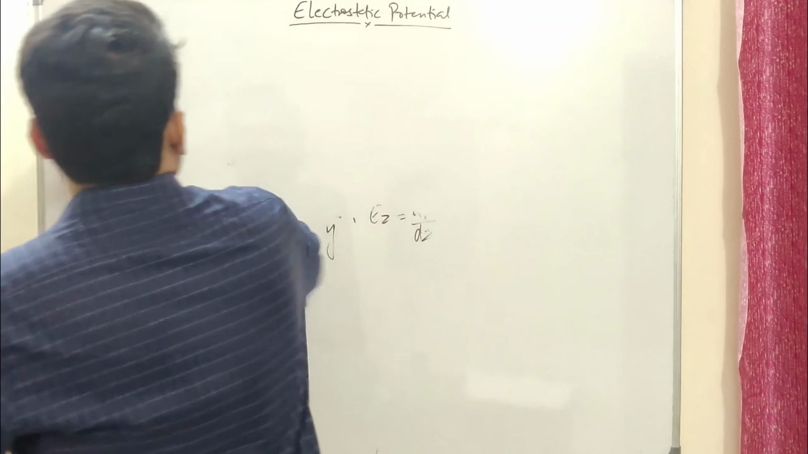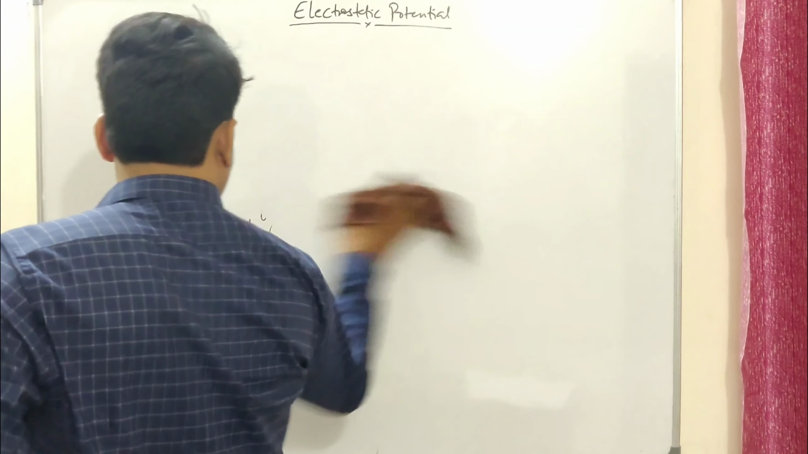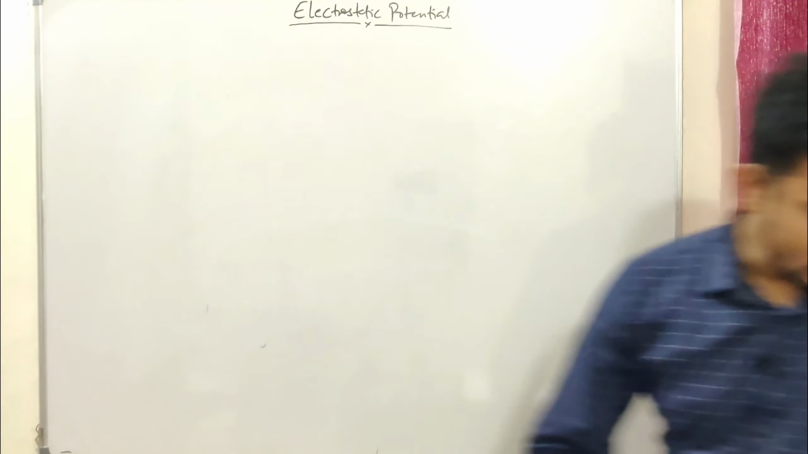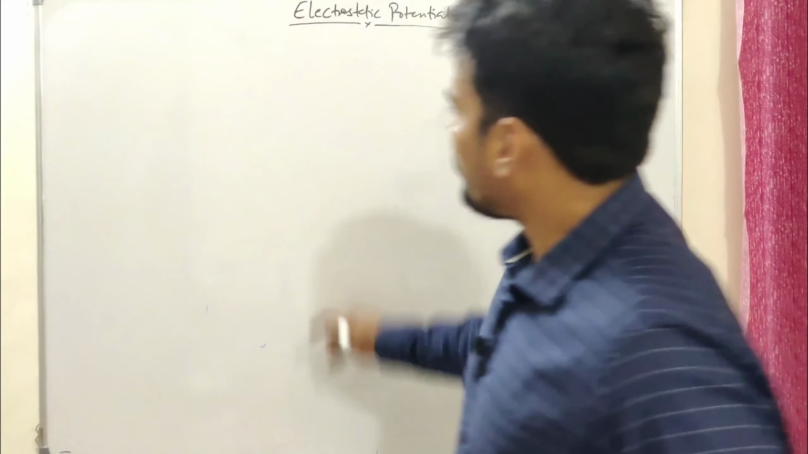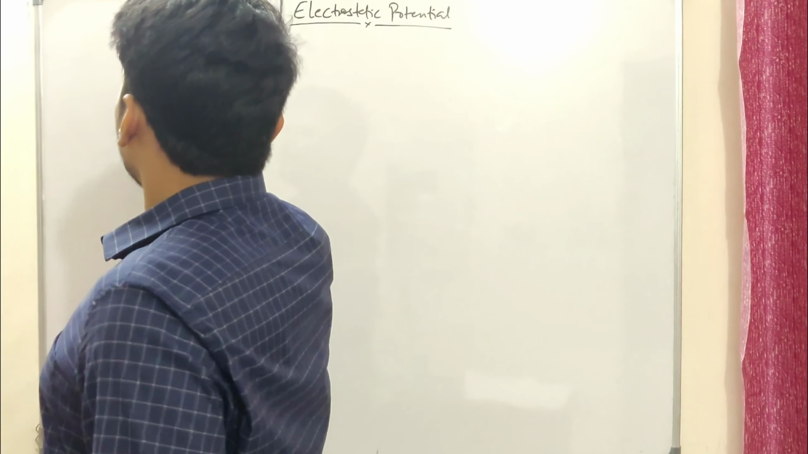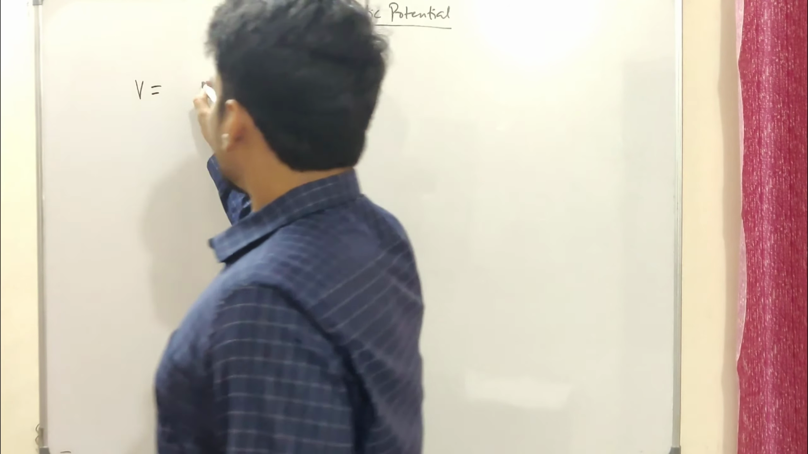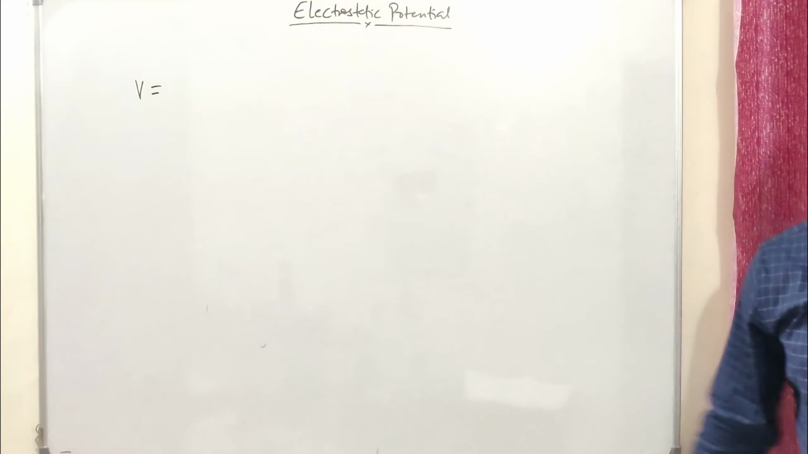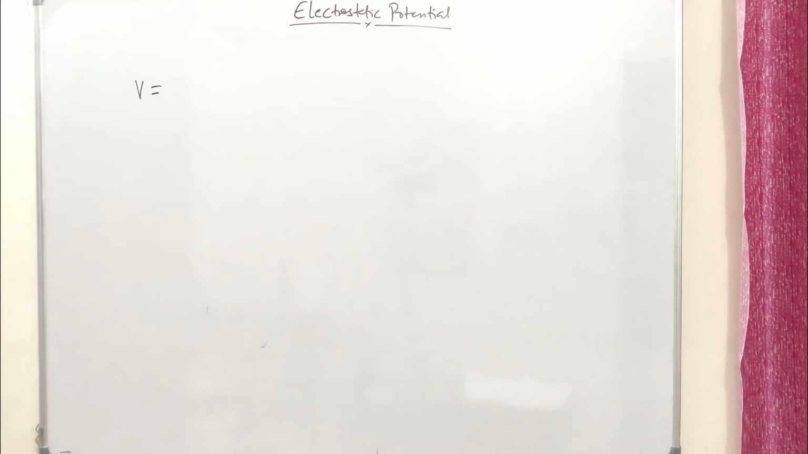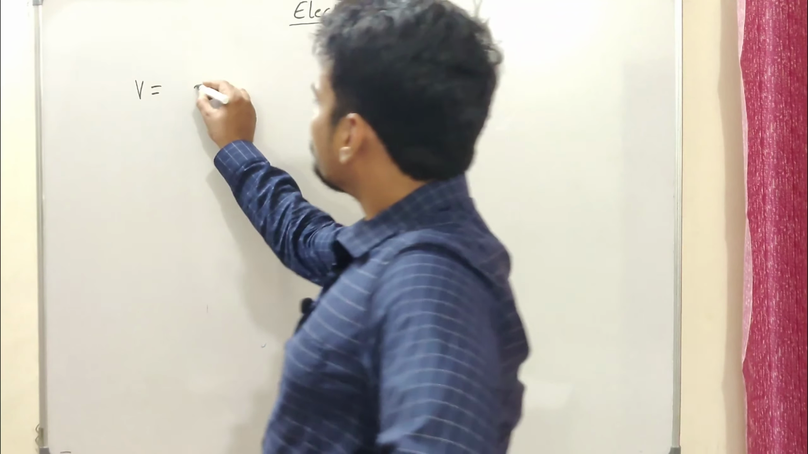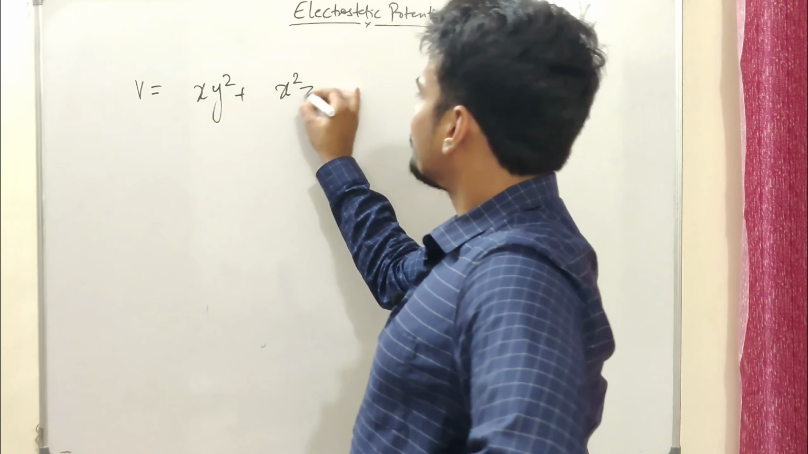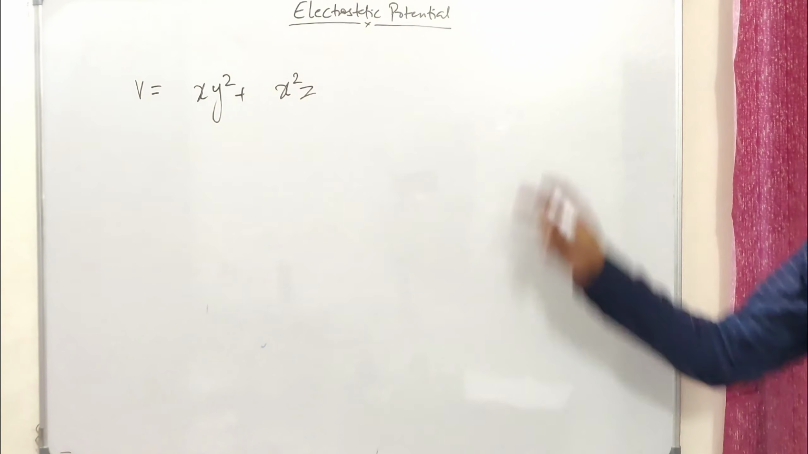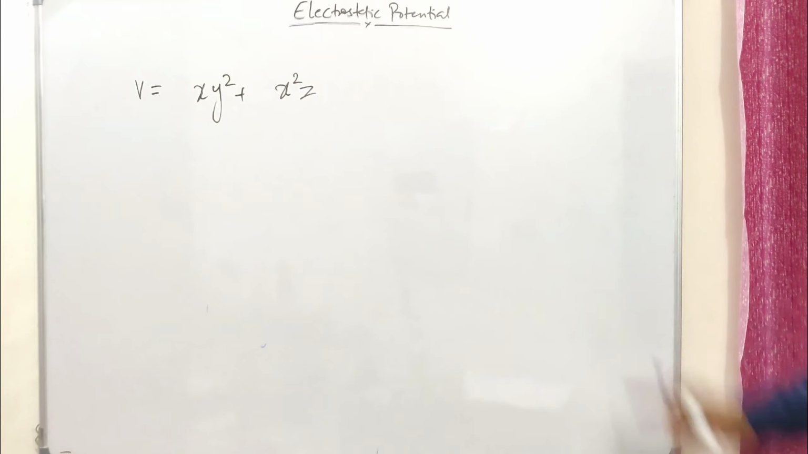Now let's see that. Let's have an electric field, or maybe let's have a question. V is given, the electric potential, it's a scalar quantity basically, and it's a variable. Let's say we have V = xy² + x²z or something. Okay, so you can see that this is along the three variables, x, y and z, right?